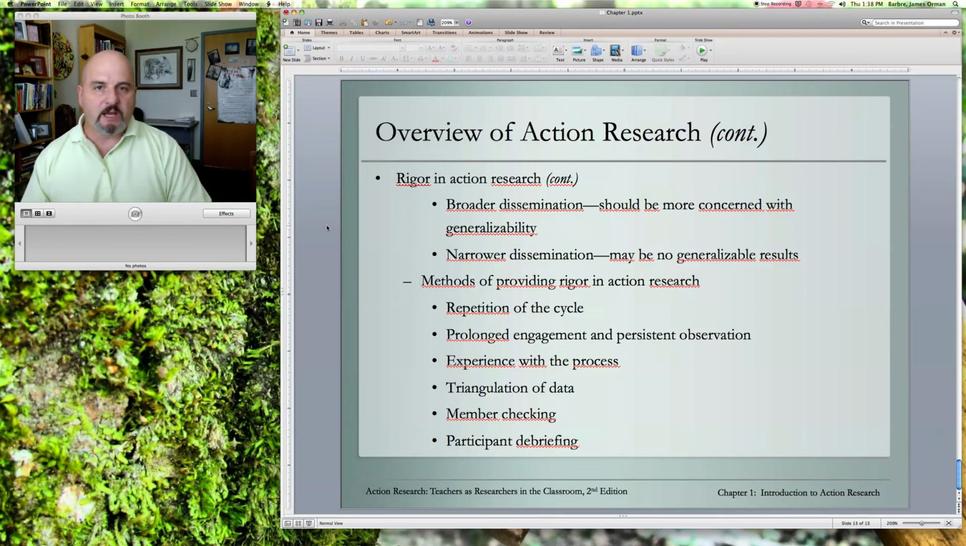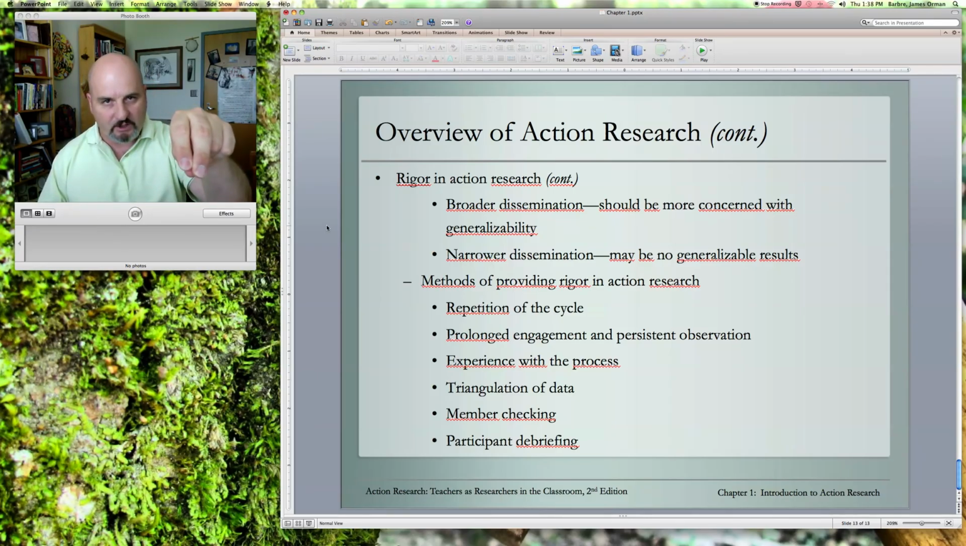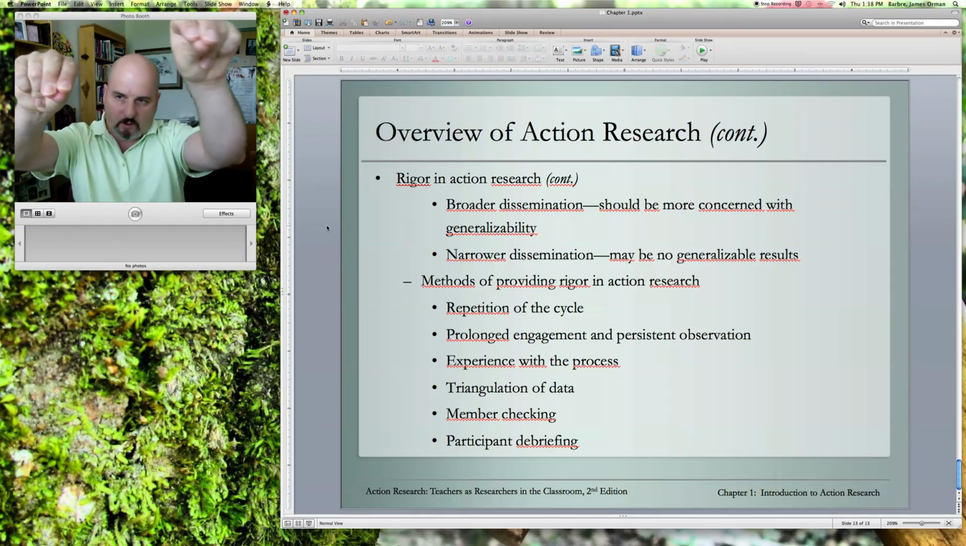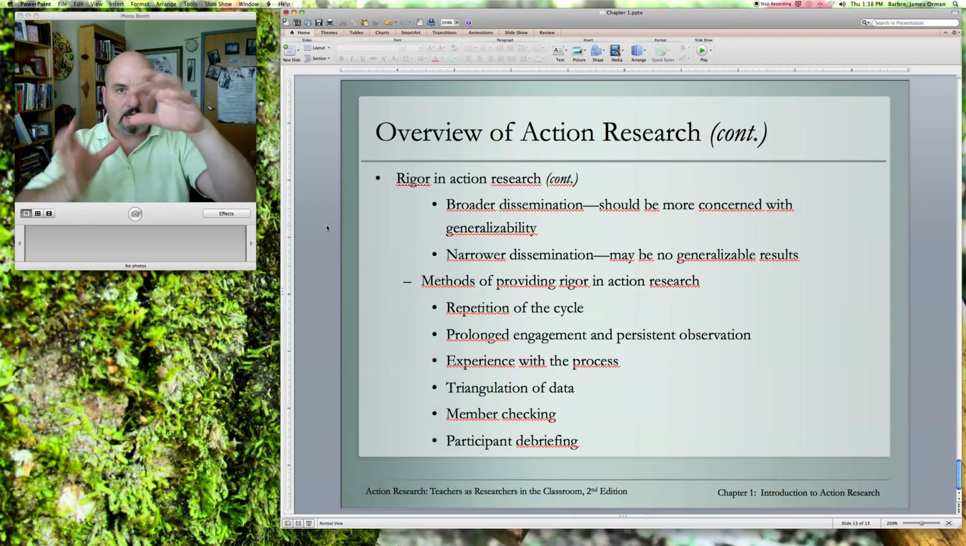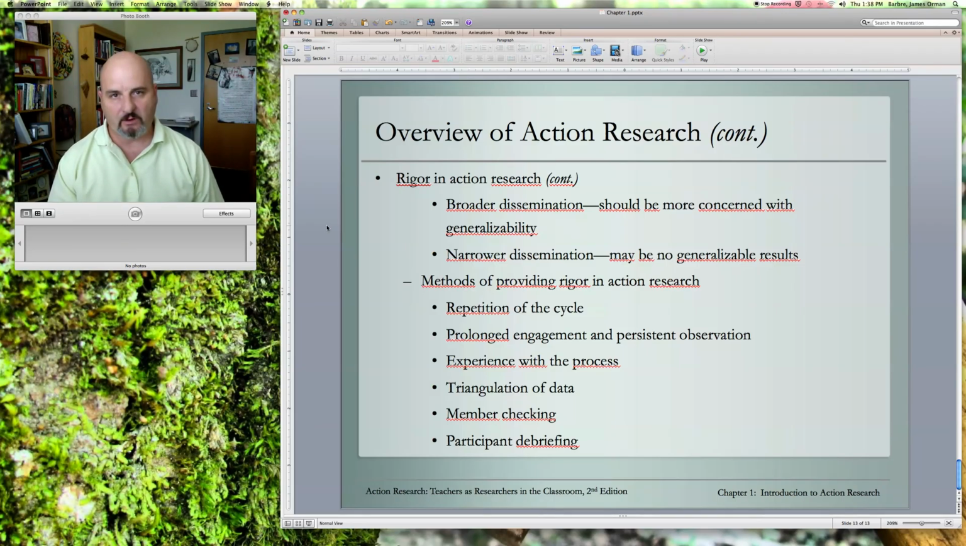Triangulation of data. Now, triangulation means that you take one source of information along with another source, and you triangulate it. You see what each one has to say about the other. That may be energy intensive as you first begin to do it, but as you develop into a better researcher, you begin to see how good this is, why it's such a good idea.